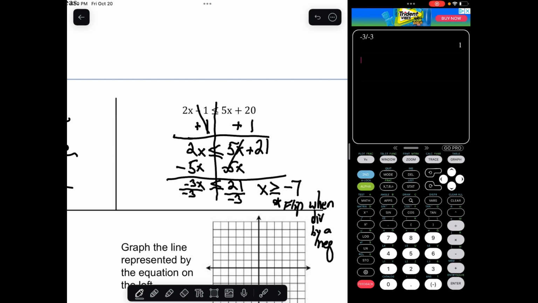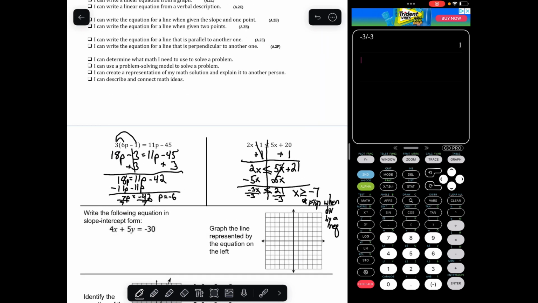But that's it. That's 2 examples of solving equations. You will continue to see this for the remainder of the year. It's something that will not go away, so we need to get comfortable with it.